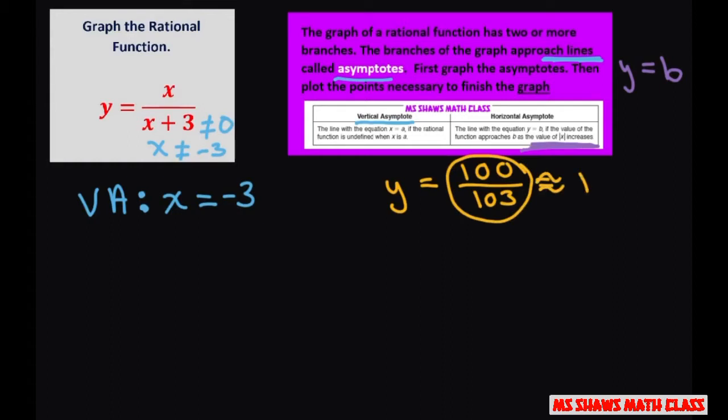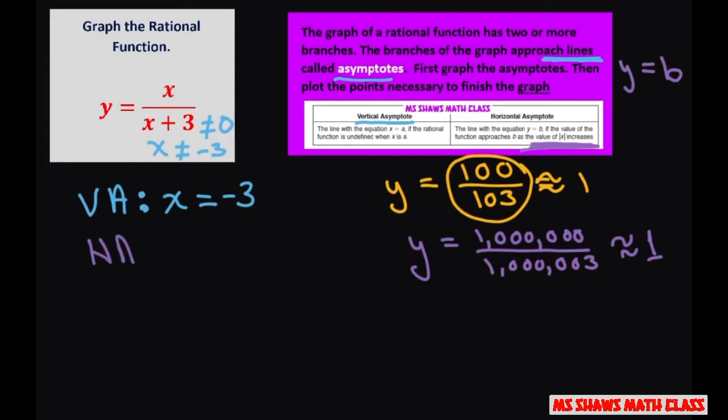But let's just make sure and plug in a larger number, say 1 million. If you plug in 1 million for x, put it in the calculator and divide, you're going to get very, very close to 1. So basically that is your horizontal asymptote, and that's going to be y equals 1.